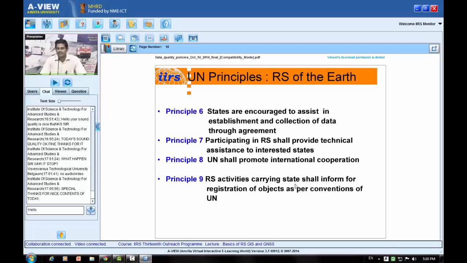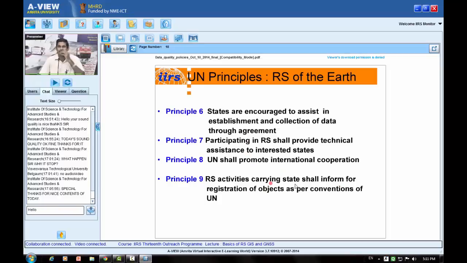When you decide all these things, they also have to be informed to the UN and you take their consent. And suppose you are going to launch a geostationary satellite; after launch, it comes in front of your country. There also you have to take the slot. You have to buy the slot. All these things should be done as per the United Nations guidelines.